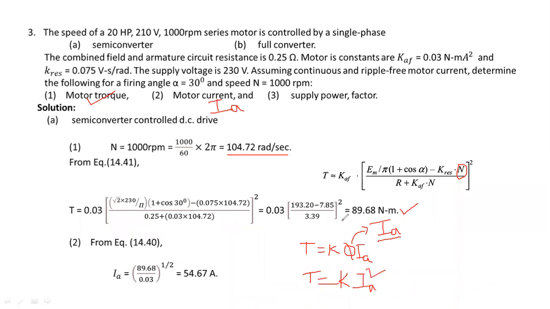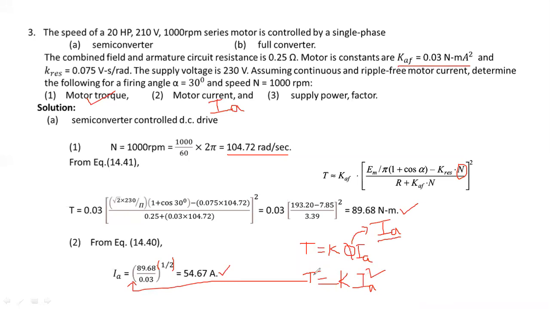We know the torque, which is 89.68 Newton meters. We know this constant, which is 0.03 Newton meter per ampere square. And we need to calculate Ia. From this equation, Ia can be written as the square root of torque by constant, since the power is 1/2, which means under root. So simply we will get the armature current, which is 54.67 amperes.